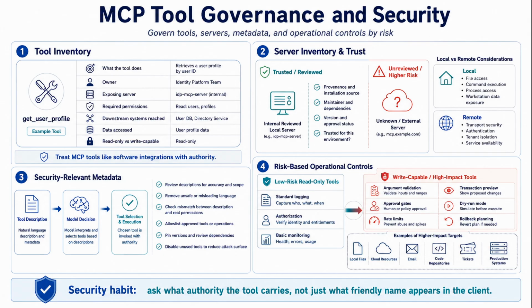Operational controls should match tool risk. Low-risk read-only lookup tools may need standard logging and authorization. Write-capable tools may need argument validation, approval gates, rate limits, transaction previews, dry run modes, and rollback planning. Tools that touch local files, cloud resources, email, code repositories, tickets, or production systems deserve stronger review. The security habit is to ask what authority the tool carries, not just what friendly name appears in the client.